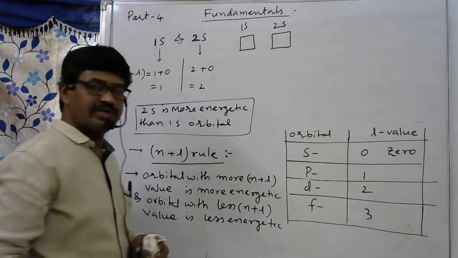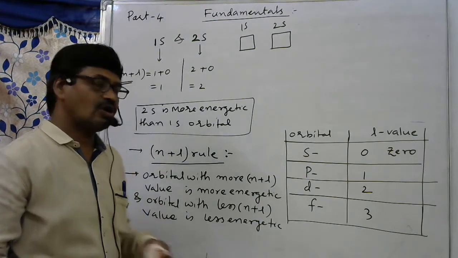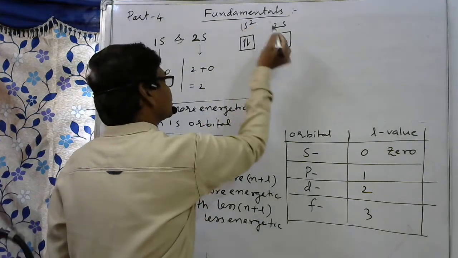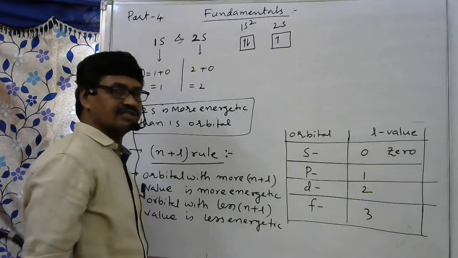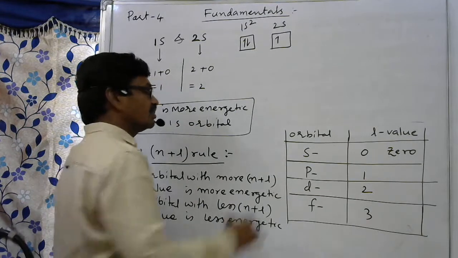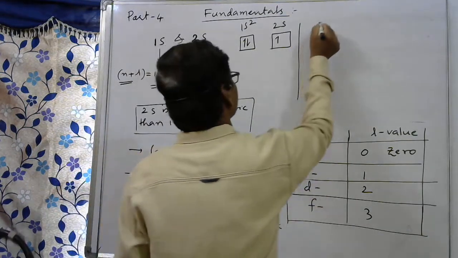An s orbital can accommodate only 2 electrons. So after completely filling this one box with 2 electrons, the next electron enters into the next s orbital, 2s1 or 2s2, like that. Here we'll write one more example.